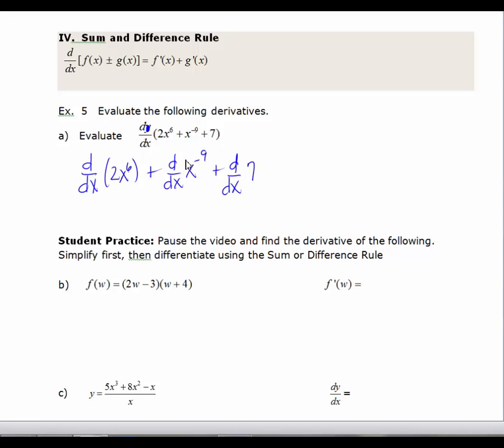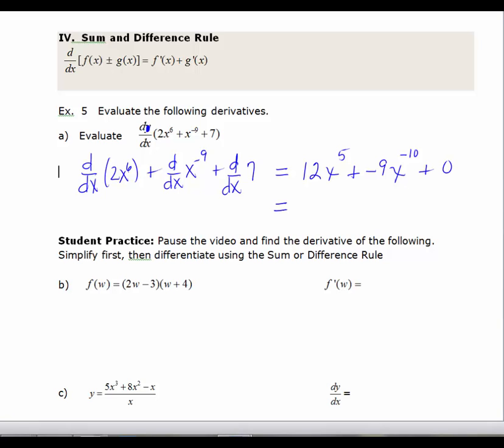And in the end, you really don't need to write this out the long way. You can just take the derivative of each of these individually. The derivative of 2x to the 6th is going to be 12x to the 5th, plus the derivative of x to the negative 9 is going to be negative 9x to the negative 10. Convince yourself that that is true. Plus the derivative of 7 is just a constant, and so it would just be plus 0.